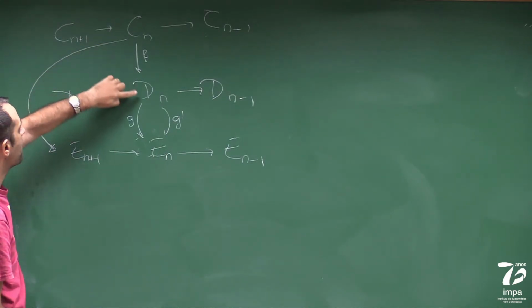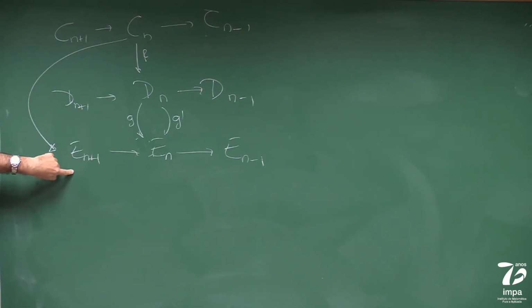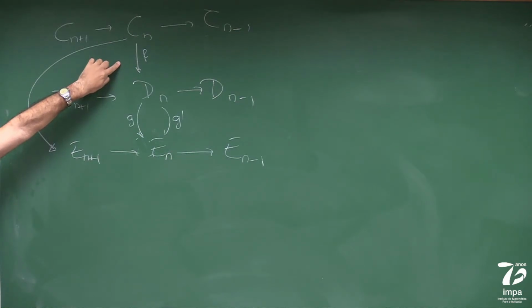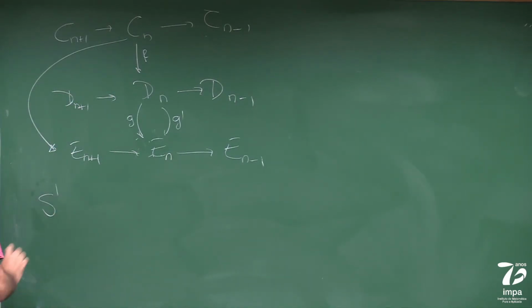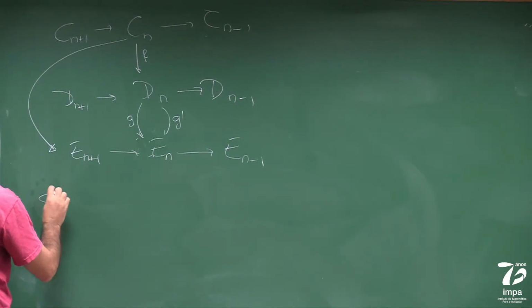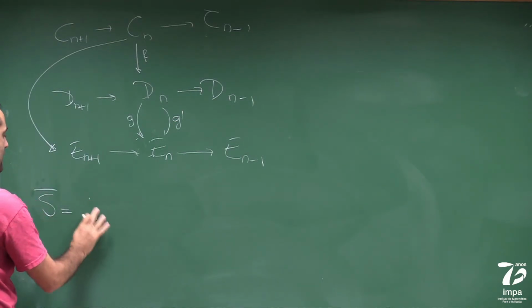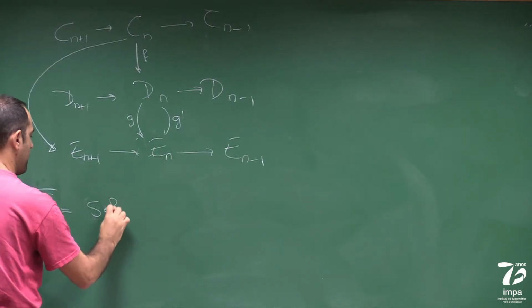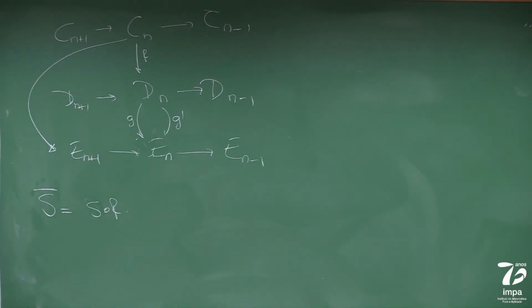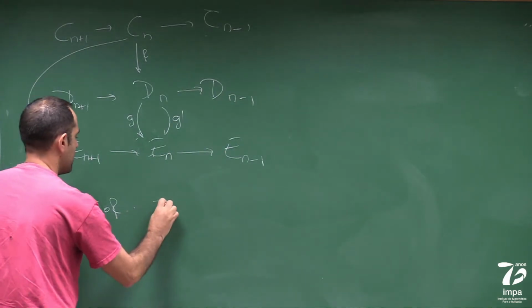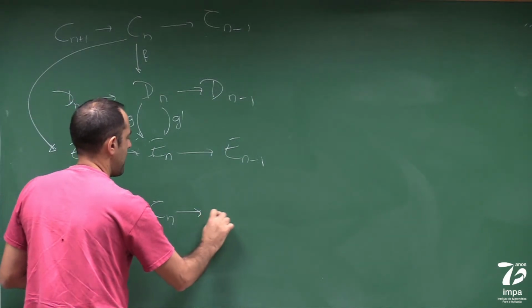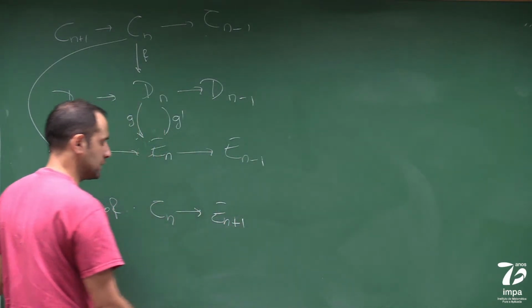We only have one map, which is from Dn to En plus 1. I'm going to compose that map with F. So I'm going to define S prime, probably perhaps S bar, to be F first and then S. That's the only map that we can guess that goes from Cn to En minus 1, to En plus 1.